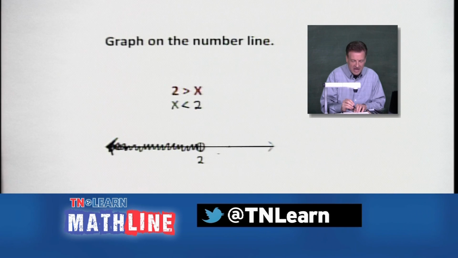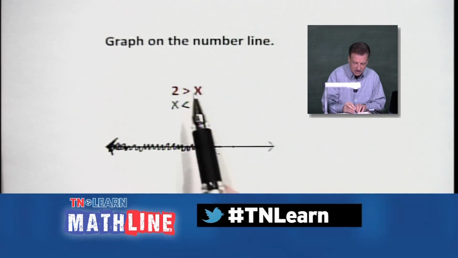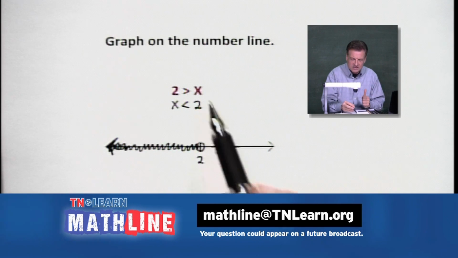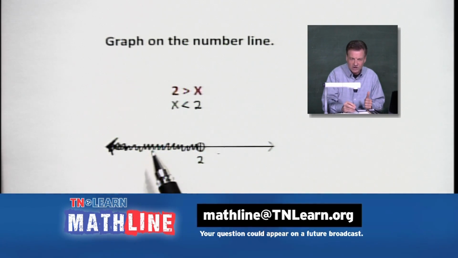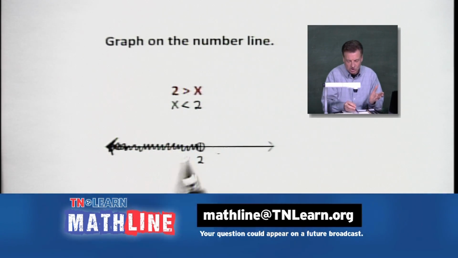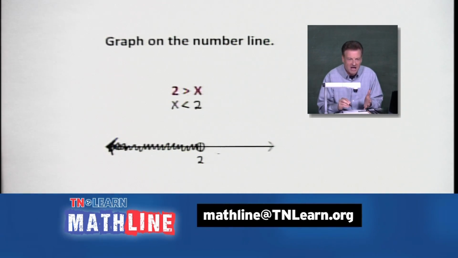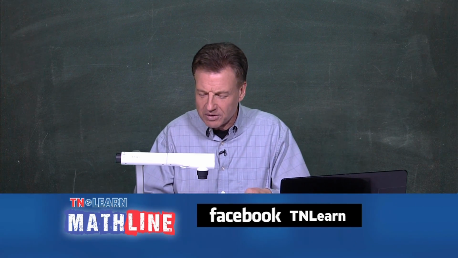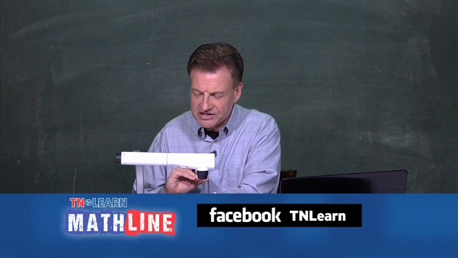And a quick check. Let's pick a number that would be less than 2. How about 0? And it says 2 greater than 0? Yes, it is. That's always an easy way to check that you shaded the correct way. Just put a number back in there that is in the shaded area and ask yourself, true or false? If it's true, you did it right. If it's false, we need to look at the other side. All right. So graphing on the number line, easy does it.